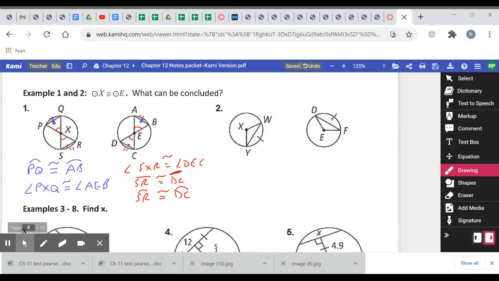Again, you can try number 2 if you want to pause the video and try it, or you can just do it with me. But again, similar idea to what we just said. In this particular case, we know that these arcs are congruent, that we can see in the picture. So therefore, we know that these two chords must be congruent. So we can say WY is congruent to DF. And we can also talk about these angles that must be congruent. So we can say angle YXW must be congruent to DEF.